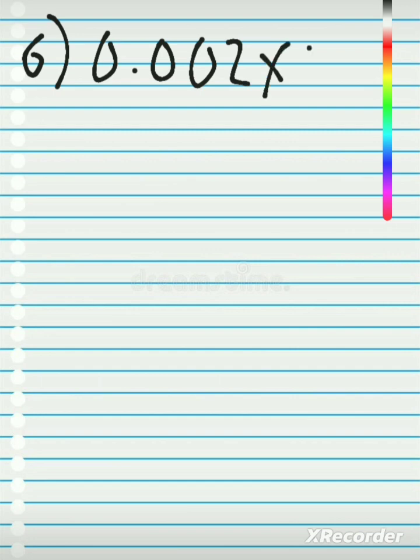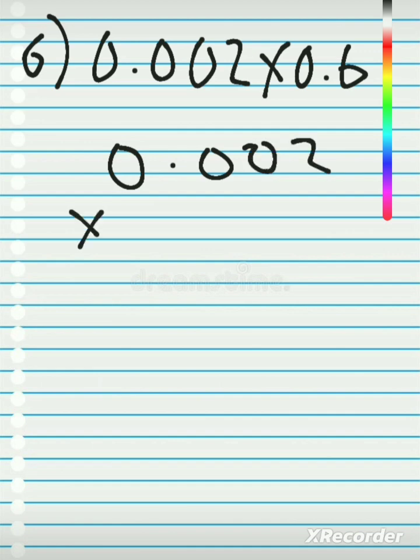We go to question 6. We have 0.002 times 0.6. So we're going to use what we learned in primary school. Write 0.002 times 0.6. Okay, we start with 6 multiplying with everything on top.